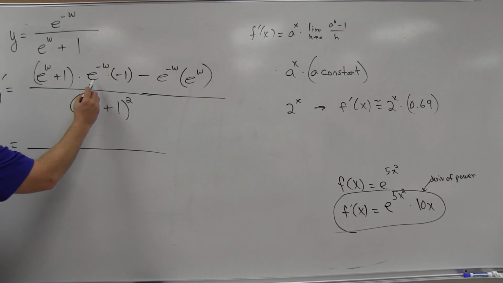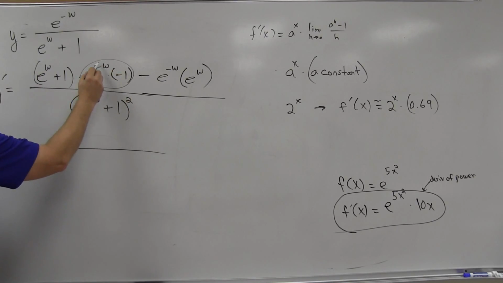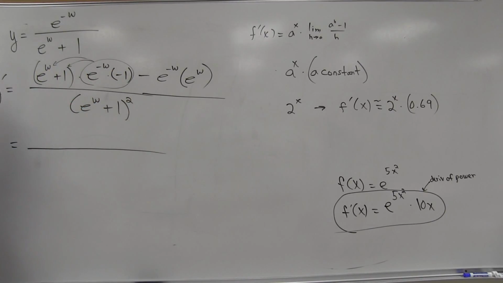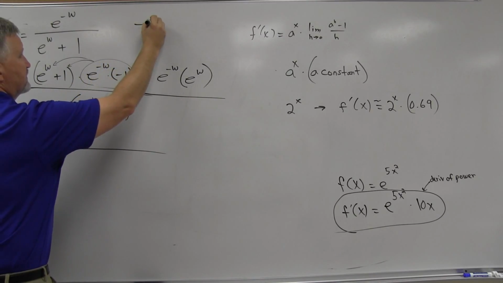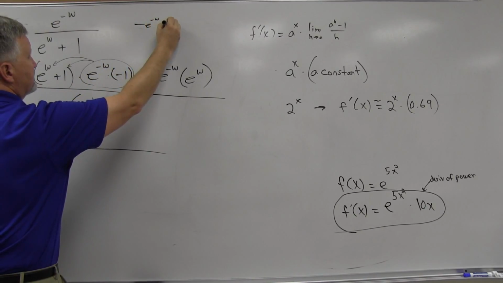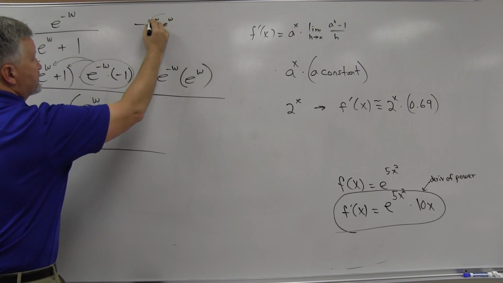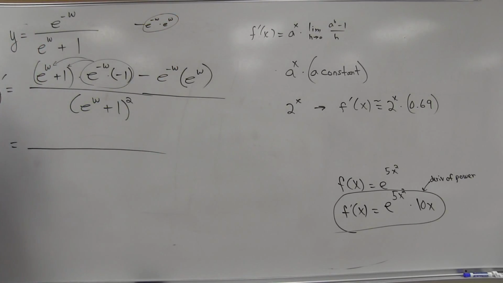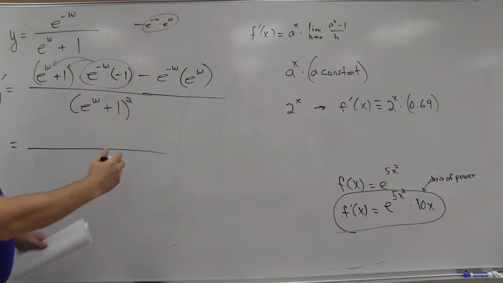But here, that's just minus e to the minus w. So I just need to distribute that. And when I do that, I've got minus e to the minus w times e to the w. And so what do we get there? E to the minus w times e to the w is e to the 0. Yeah, remember, we just did that in reverse. That's where you add those exponents.